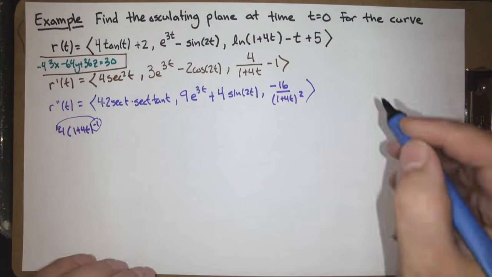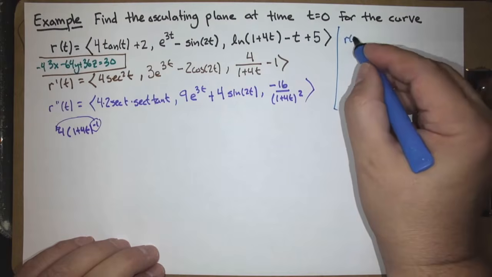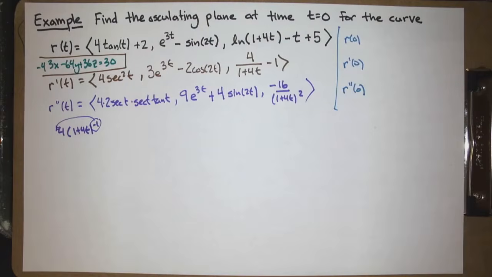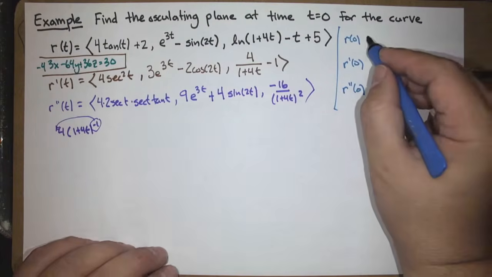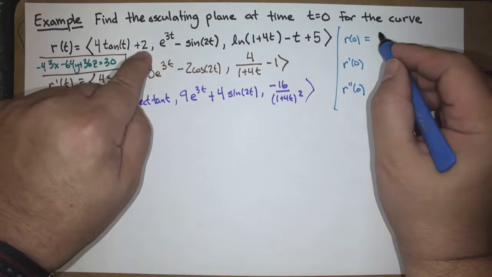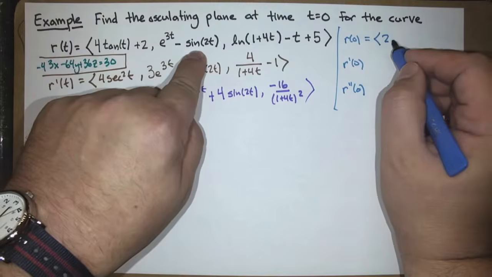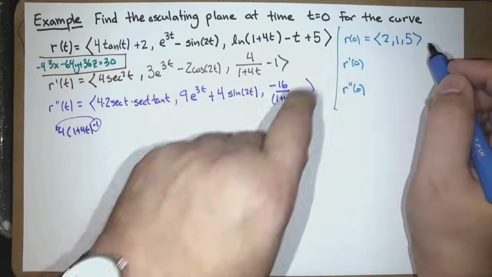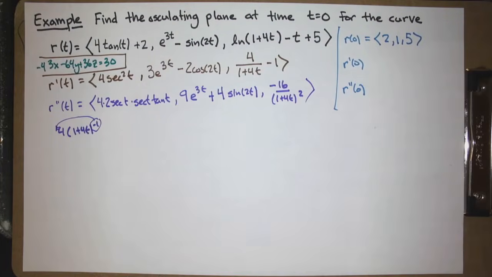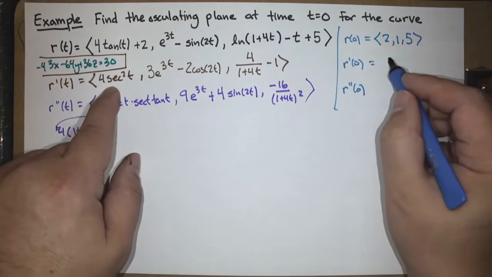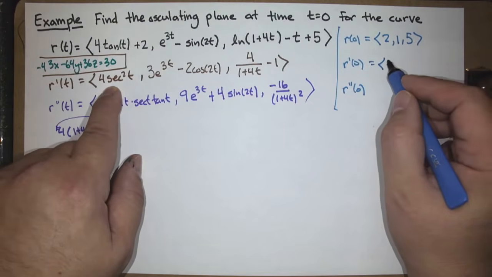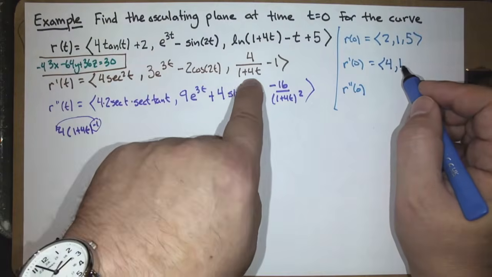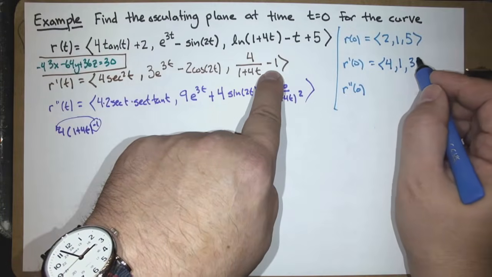Okay, so we need to get r of 0, r prime of 0, and r double prime of 0. The osculating plane needs all of that. So we plug it in. R of 0, we get 0, 2, 1 minus 0. Log of 1 is 0, minus 0 plus 5. So 2, 1, 5. R prime of 0: secant of 0 is 1, so that's a 4. 3 minus 2, that's a 1. Then here we get a 4 minus 1, that's a 3. So 4, 1, 3.